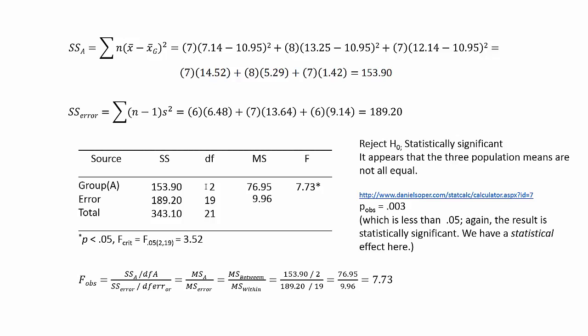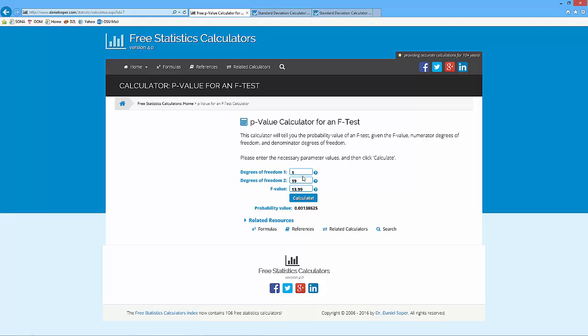Now let's quickly get p observed. So I'm going to switch over to the website that you can see on the PowerPoint slide here. It's also linked into our website. And let's get p observed. Notice our F observed is 7.73 and we have 2 and 19 degrees of freedom. We're going to need that. So let's switch over. So we'll enter our values here.